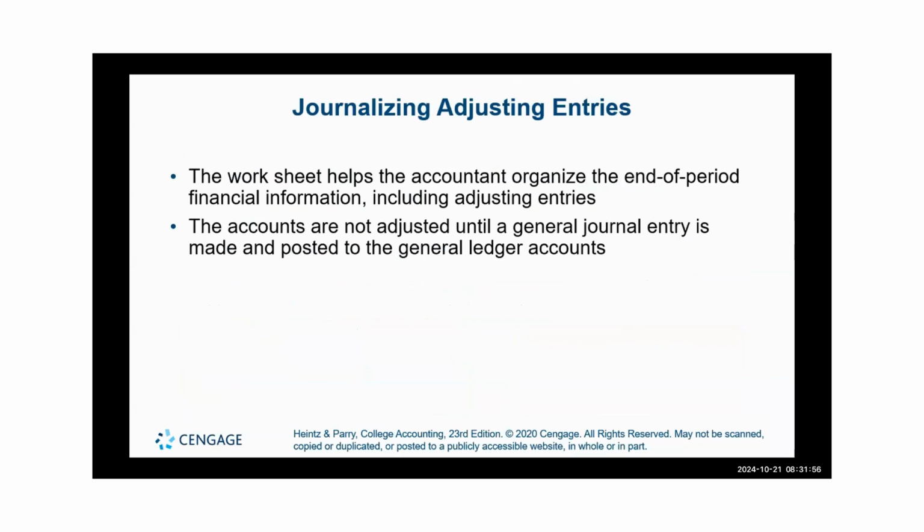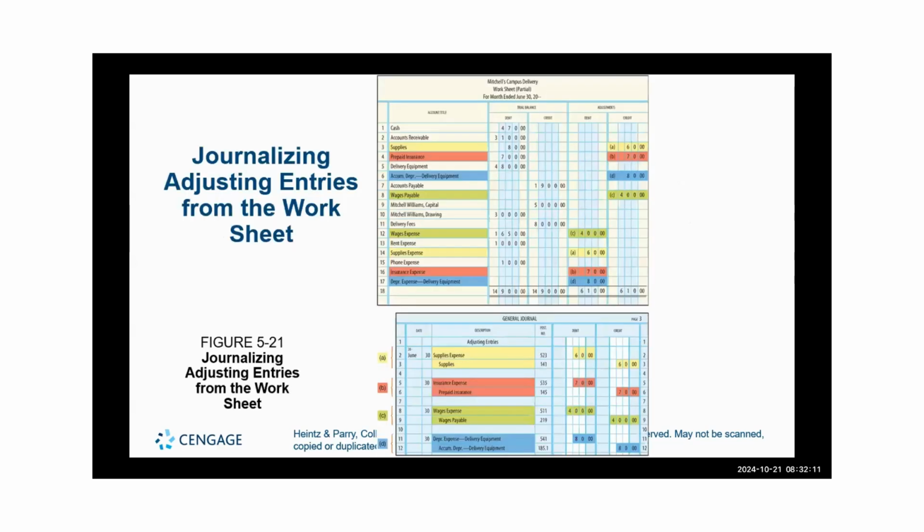So, journalizing our adjusting entries. The worksheet helps the accountant organize the end of period financials. These accounts aren't adjusted until a general journal entry is made and posted to the general ledger accounts. So let's look at what that looks like.